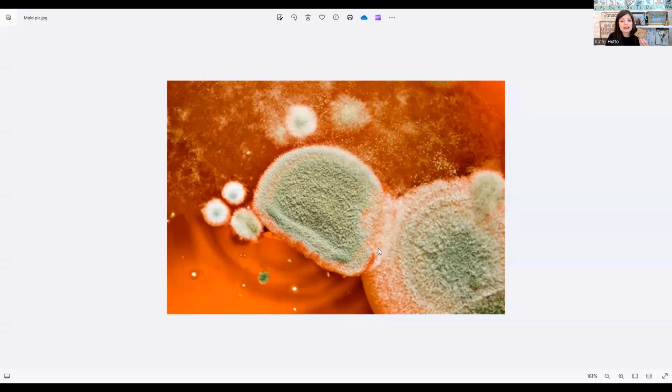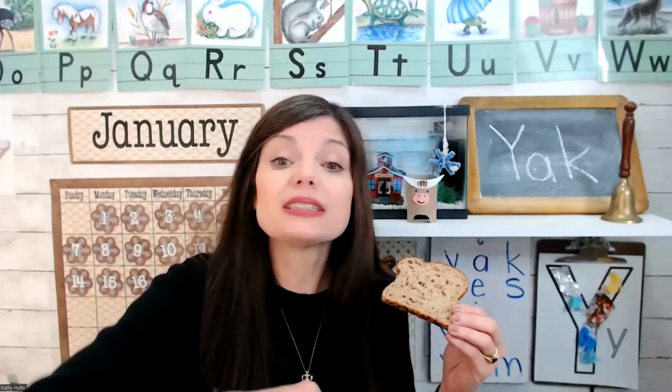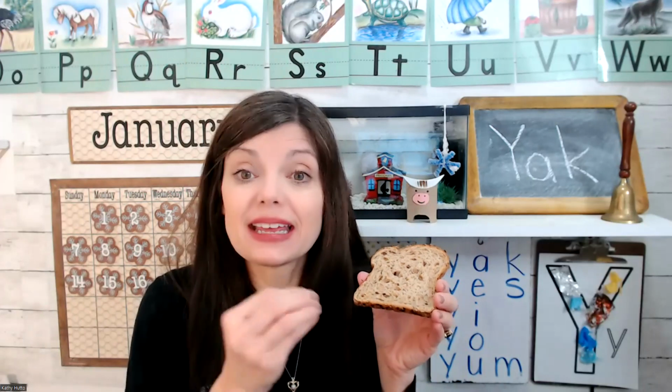Mold is a fungus. In order for mold to grow, it sends out spores, kind of like seeds. But unlike plants, mold cannot make its own food. So when mold sends out those spores or seeds into the air, sometimes they land on things like bread and they start eating the bread. As they eat the bread, they grow. More and more and more mold will continue to grow on the bread.